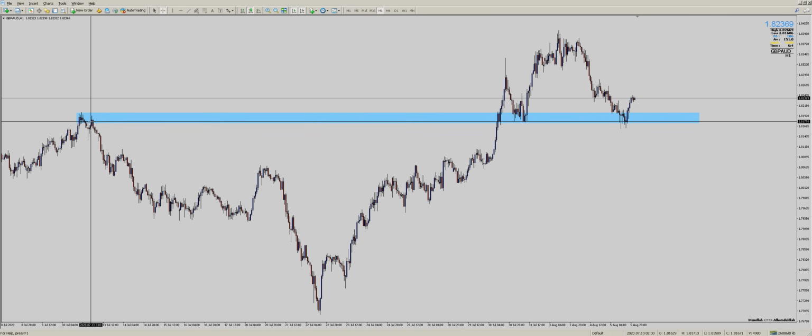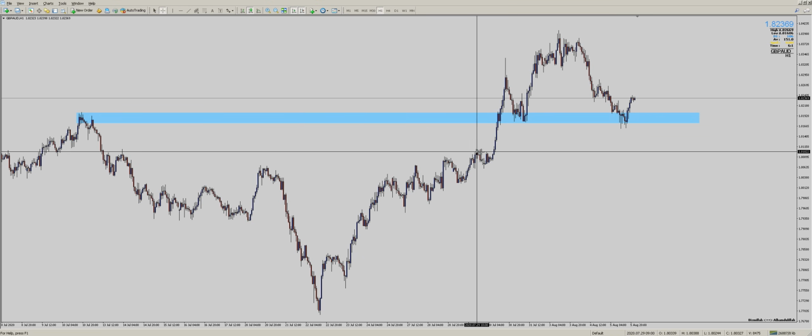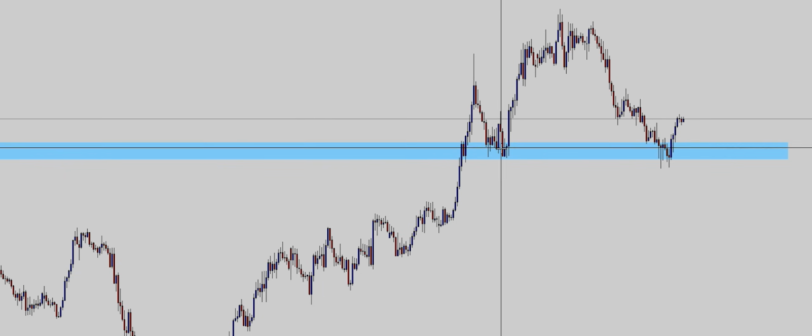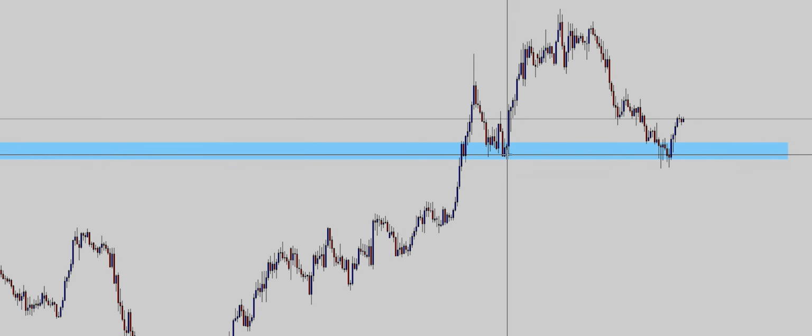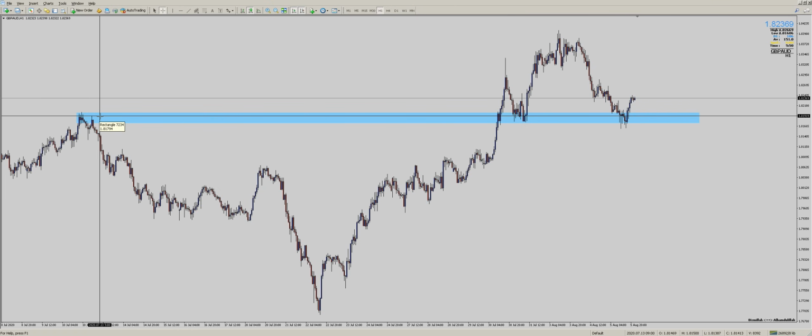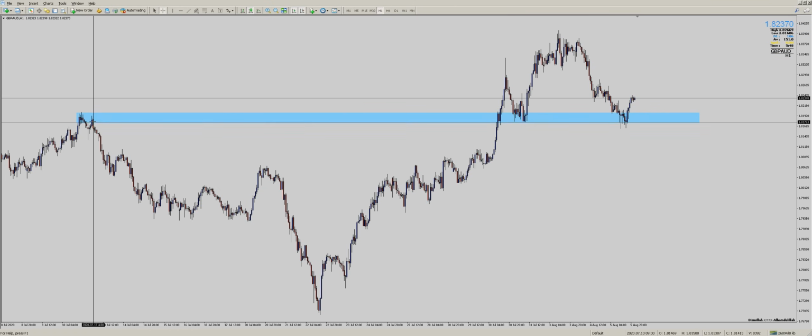So as you can see, price struggled to break above, came all the way down, tried to break above, did break above, came back down and used it as a support level. So it's clearly an area of struggle. Price struggled to break above. That's what I mean by areas of struggle.